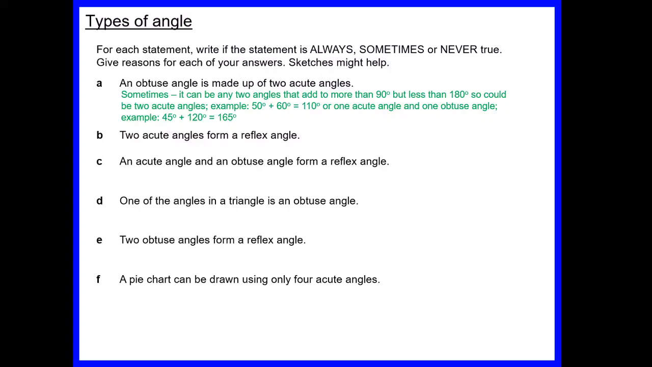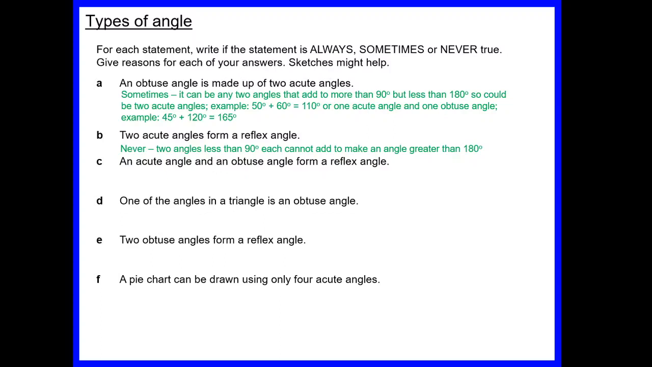Okay, what about 2 acute angles forming a reflex angle then? So that's never true. 2 angles less than 90 degrees cannot add to make an angle bigger than 180. So no matter which 2 acute angles, because they're always less than 90, we will not be able to add them to make a reflex angle.